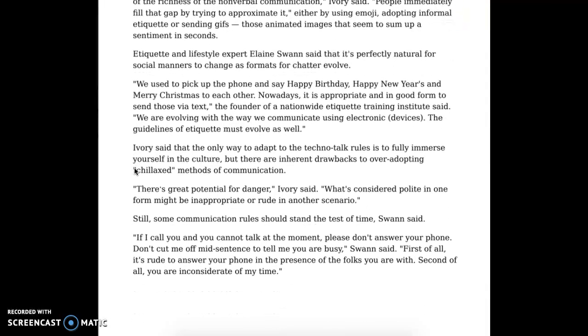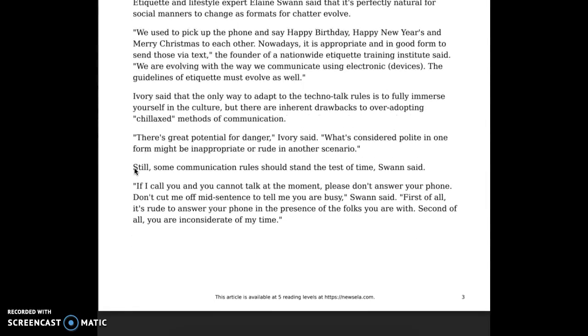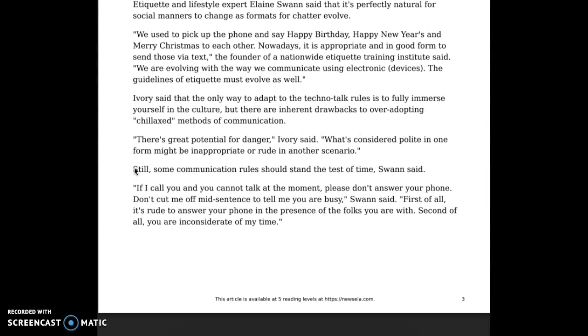Etiquette and lifestyle expert Elaine Swan said that it's perfectly natural for social manners to change as formats for chatter evolve. We used to pick up the phone and say Happy Birthday, Happy New Year's, and Merry Christmas to each other. Nowadays, it's appropriate and in good form to send those via text. The founder of a nationwide etiquette training institute said, "We are evolving with the way we communicate using electronic devices. The guidelines of etiquette must evolve as well."